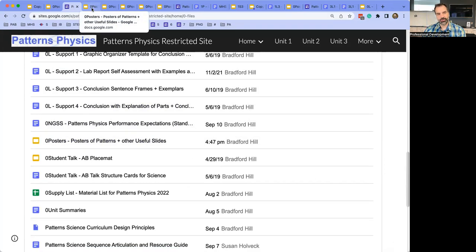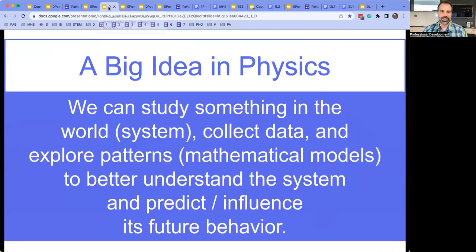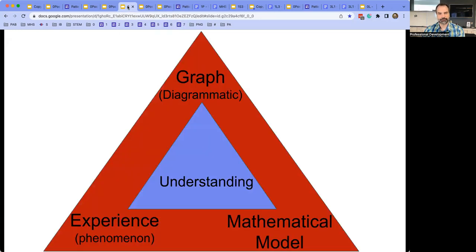So I have selected a few, and I want to start big picture right from day one of the curriculum, not necessarily day one of school. Here we have making better predictions using inquiry, and data discussions play a key role in this green box, making sense of the pattern through consensus. Another really big picture idea is one of the biggest ideas in physics: we can study something in the world, we call it a system, collect data, and explore the patterns. So often in physics, that takes the form of a mathematical model to both better understand the system and predict or influence its future behavior. We want students to realize they're doing the real stuff here. They are in the role of scientist.